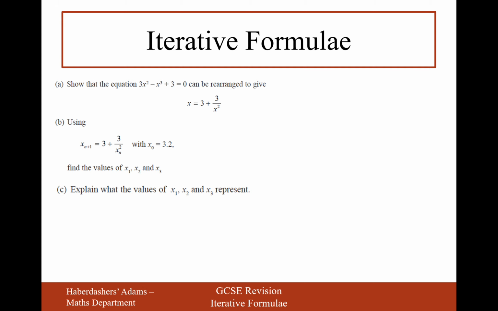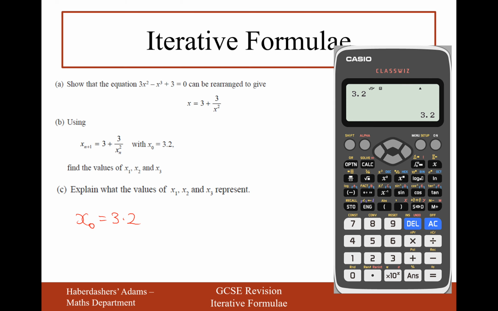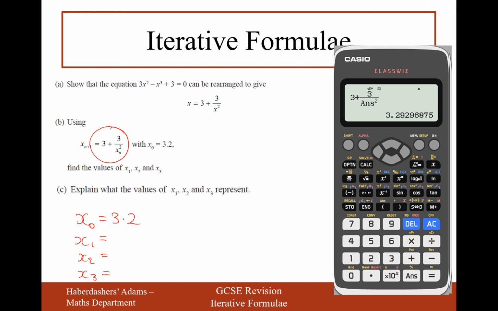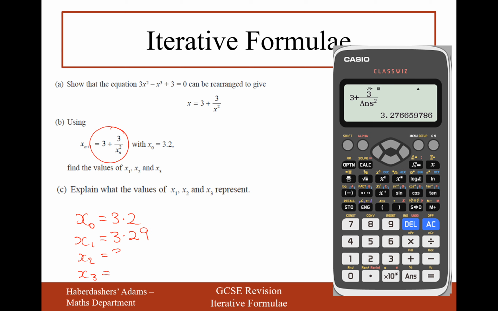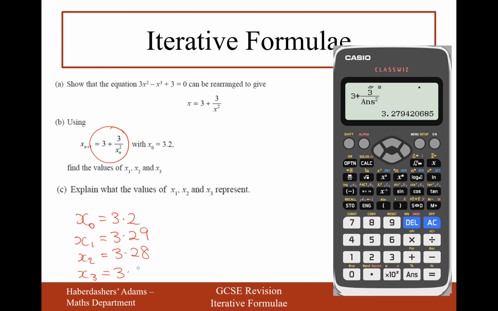So in the next question here, we're going to start with using x0 equal to 3.2. So type that into the calculator first, and then we're going to use the iterative formula 3 times to work out x1, x2 and x3. So type in this formula using the answer button where you have xn. 3 plus 3 over answer squared, that would be 3.29. Moving on to the next one, just press equals again, and that would be 3.28, and press the equals button again, and we get 3.28, correct to 3 significant figures.